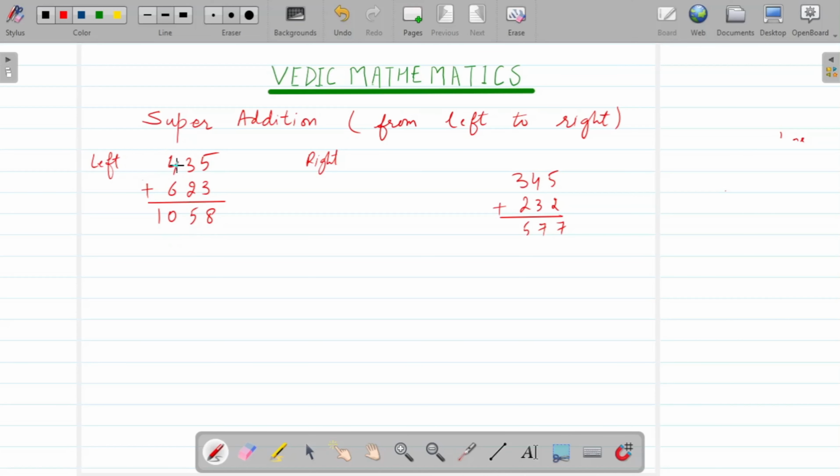So we directly look at the question from the left side because we start reading from the left side also. Like 400, 335, 623 this way. So we'll start from the left hand. And this was a simple case in which we don't have any carry number. Let us understand another example in which we have a carry number.